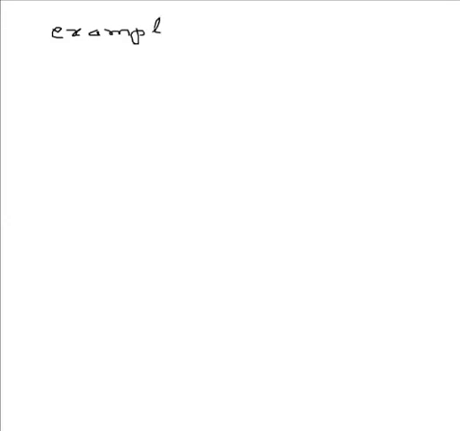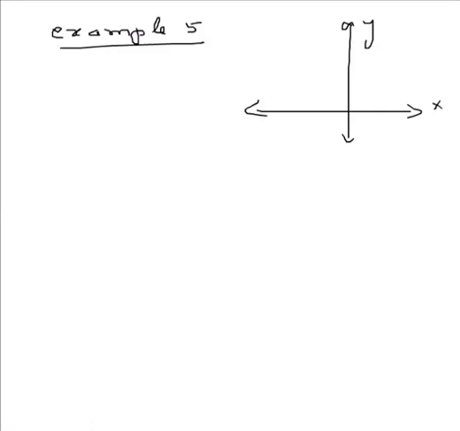Now see page number 33. We'll do example 5. R is the set of all real numbers. What do the Cartesian product R cross R and R cross R cross R represent? Let us consider X and Y axis. We can represent all real numbers on the X axis and all real numbers on the Y axis. This is the origin, 0, 0.